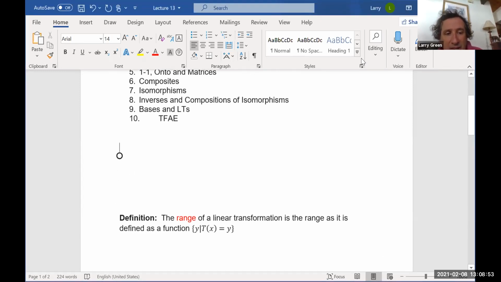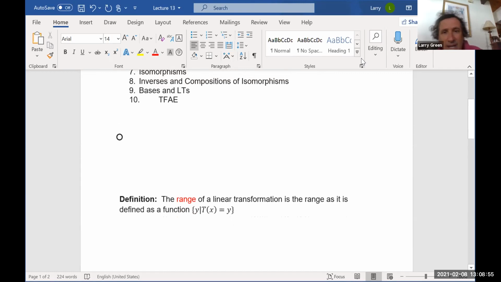So here's our definition of range. And again, it shouldn't be surprising at all. The range of a linear transformation is the range as it is defined for a function: the set of all y such that T of x equals y. This is the one time I'm using x and y like the book does instead of v for vector, because I want you to make it feel like a function. It feels like you should plug in x and get a y, because that's what functions are. Any questions about the range?